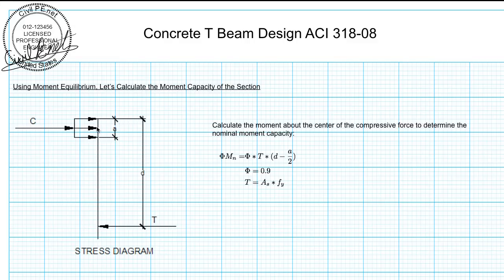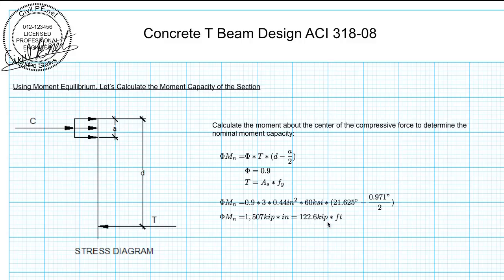So if you calculate the moment about this point, the center of that compressive force, you once again get that the moment, the phi Mn, is equal to phi times the tension force times its moment arm, which is d minus a over 2. Looks familiar. It looks exactly the same way as it did when we had a rectangular concrete beam. So you calculate that out and you get phi Mn is equal to 1,507 kip inches, which is equal to 122.6 kip feet.